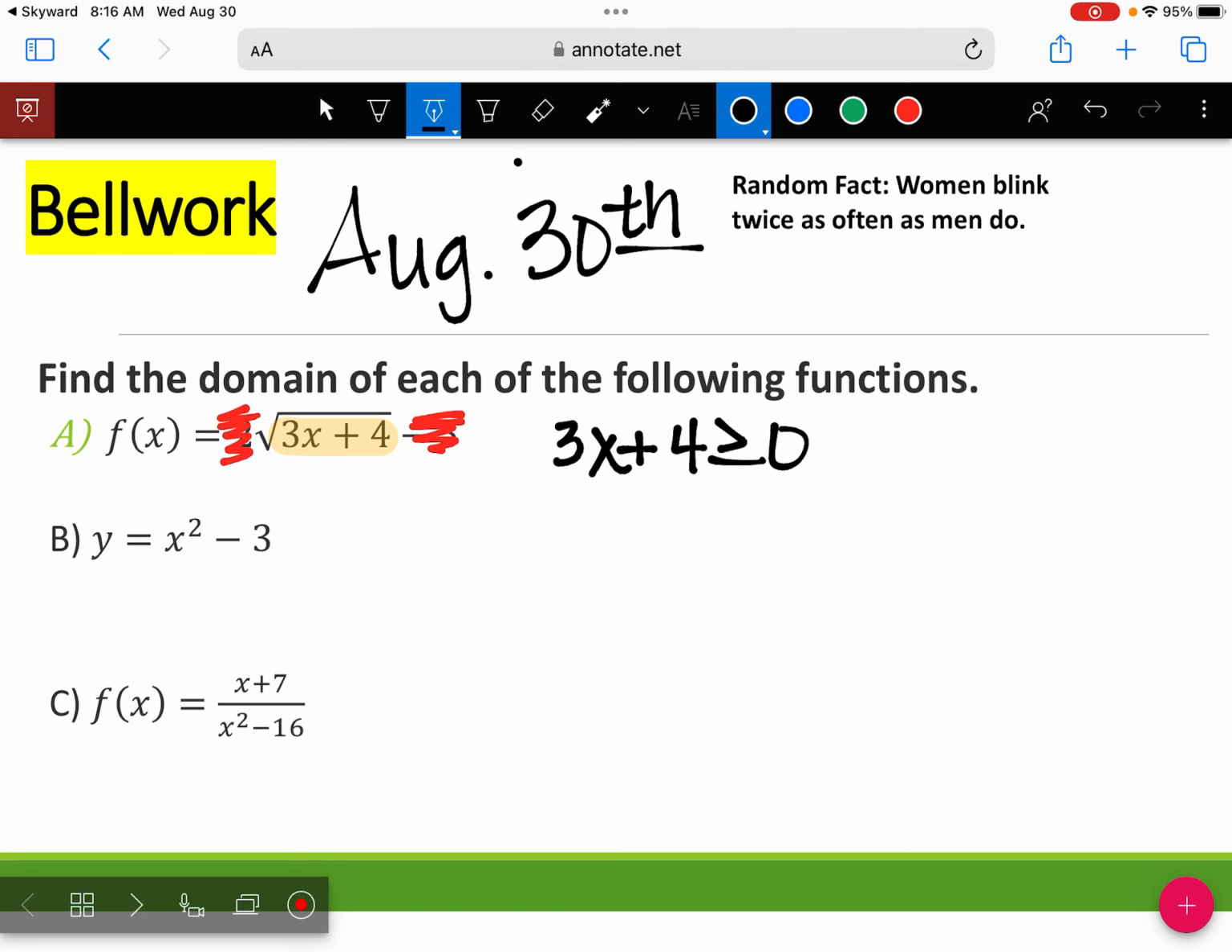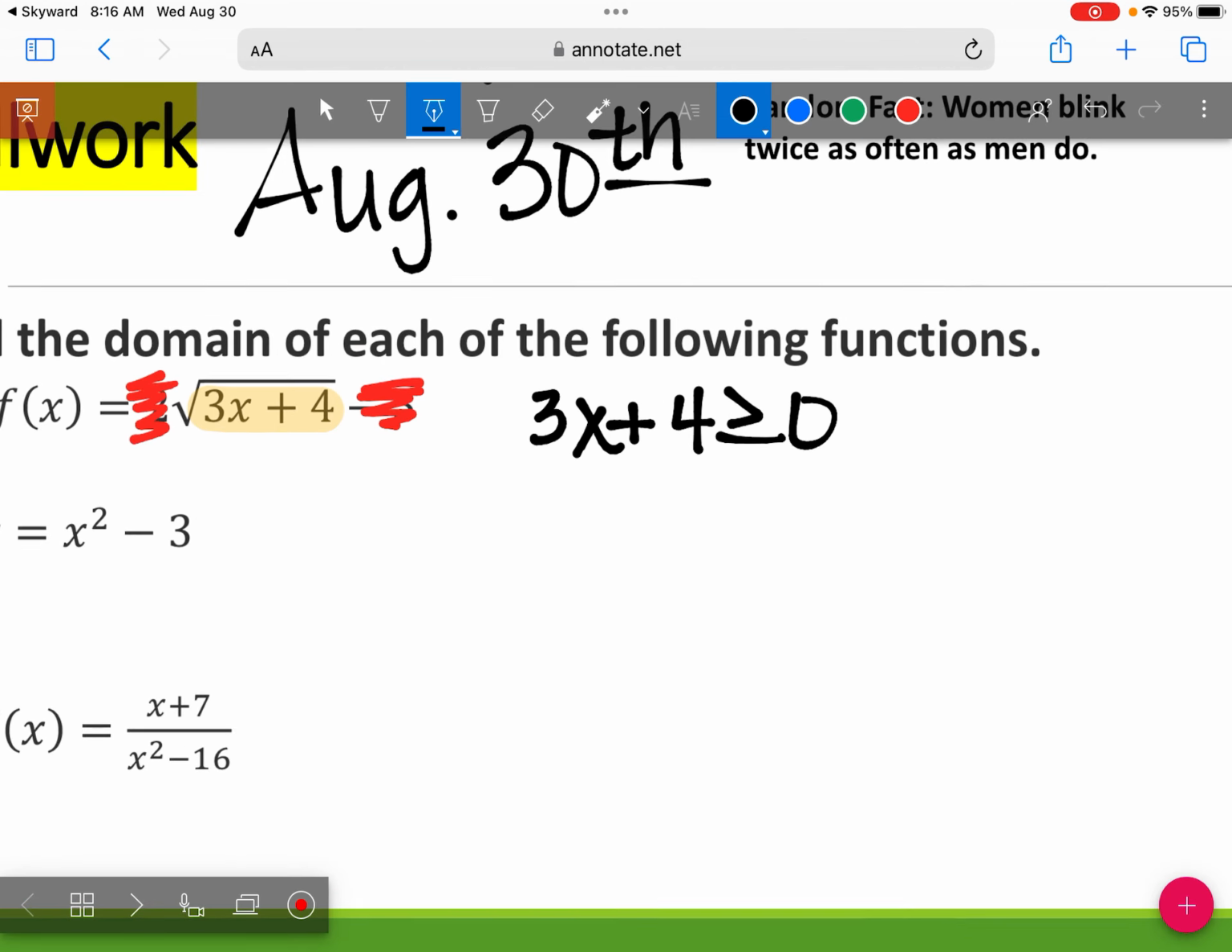You would subtract 4, divide by 3. So you should get that x has to be greater than or equal to -4/3. And the reason why, again, if you take the square root of -1 in your calculator, if you try to type in square root of -1, it says domain error. You cannot take the square root of a negative.